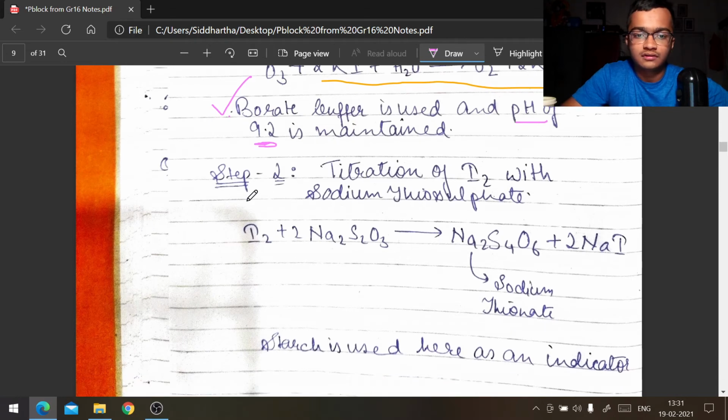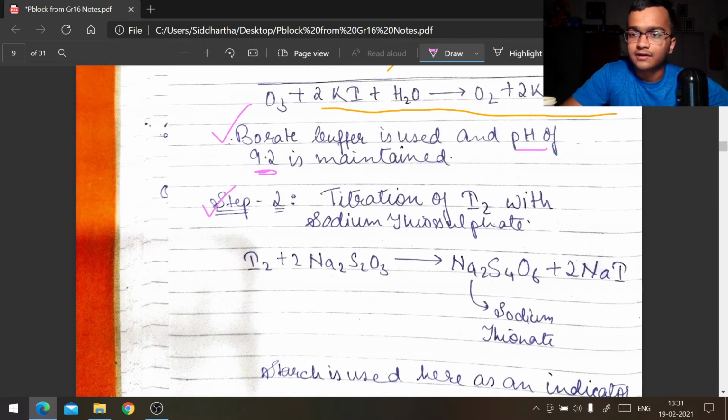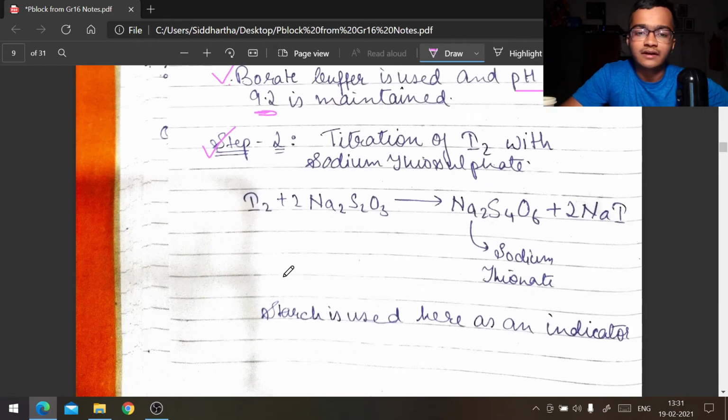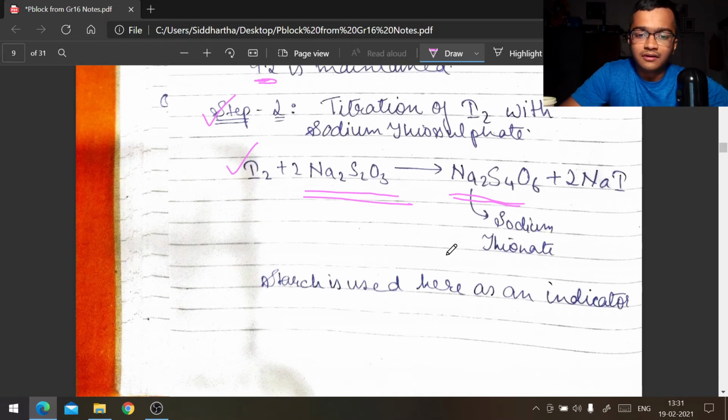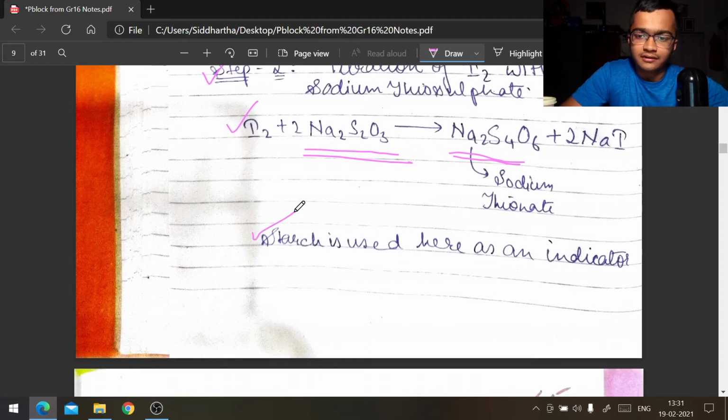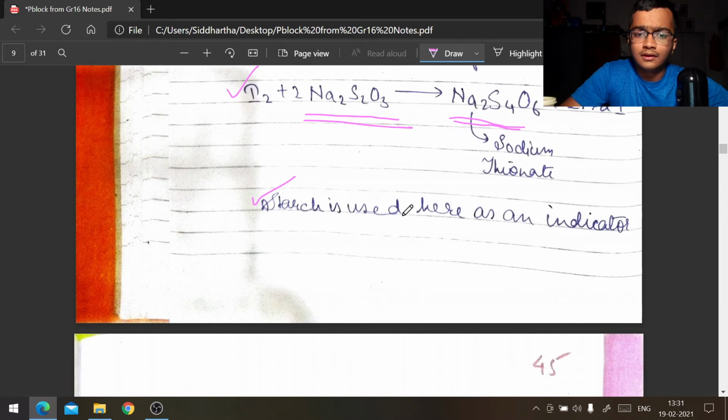Secondly, we perform the titration of the iodine which is obtained here. We perform titration with sodium thiosulfate. Okay, this is your I2. We take sodium thiosulfate, we obtain sodium tetrathionate, Na2S4O6, and sodium iodide. The starch is used here as an indicator.